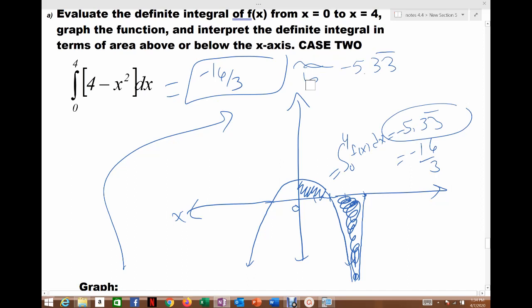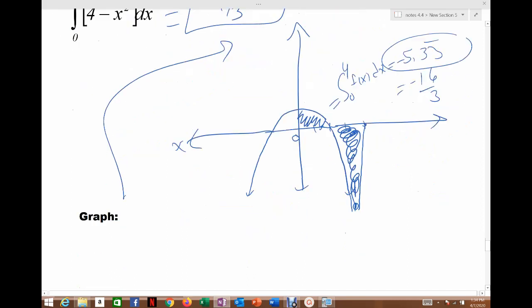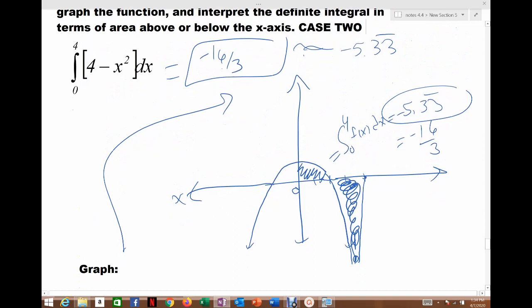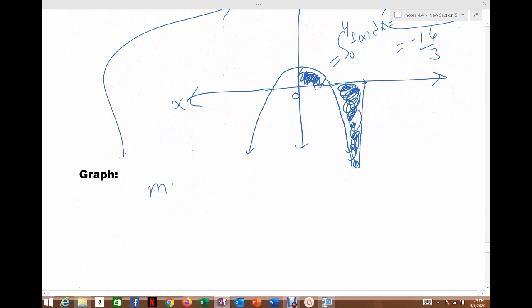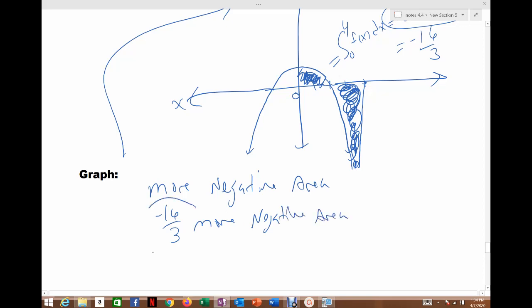Alright, it's negative, which means there's more negative area than positive area, right? Remember, this is an accumulation, so I've got a little bit of positive I'm accumulating up here, and a whole lot of negative I'm accumulating down here. And so what that means is we have more negative area. I actually know that I've got negative 16/3 more negative area, right? Because when we took the difference, that's what we were left with: area above minus area below.